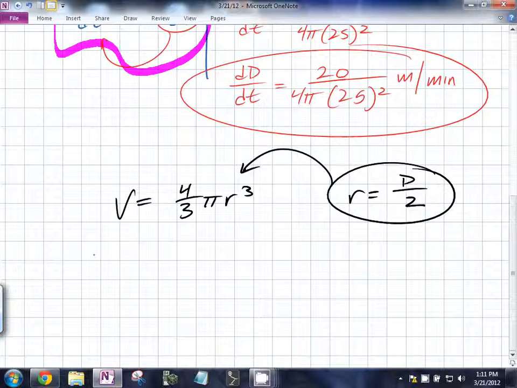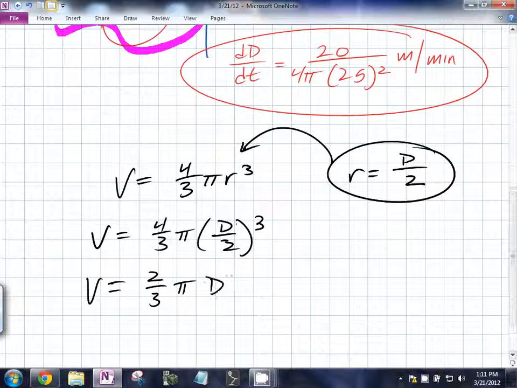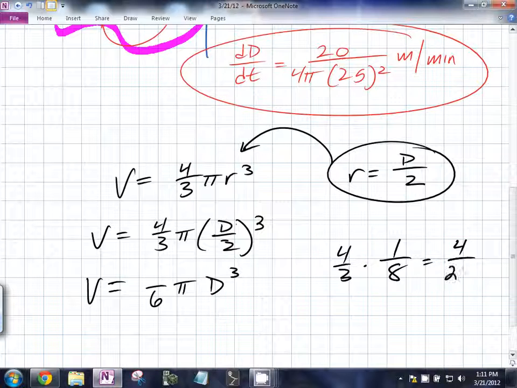You can plug it in and you get volume is equal to 4/3 pi times (d over 2) cubed. Simplified a little bit, and you end up with volume is equal to 1 over 8 times... so it's going to be what, 2/3 pi d cubed? Why did I get 2/3 right there? Is that right? No. Times 8. It's going to be 8, 1/2, 6, right? Is it 1/6? 4/3 times 1 over 8 is equal to 4 over 24 is equal to 1 over 6. I'm just doing the basic algebra, kids.